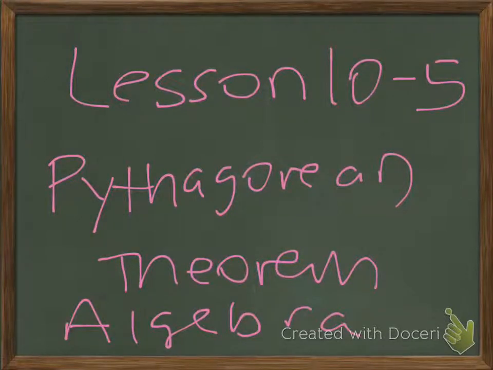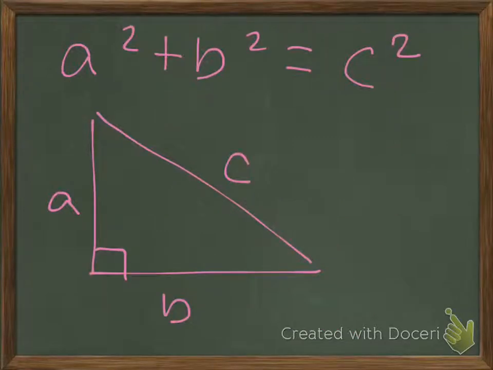Today we're looking at lesson 10.5 on the Pythagorean theorem. This is for algebra. Many of you have probably heard of this before, but we're going to explain it a little bit more. This is a squared plus b squared equals c squared. The Pythagorean theorem is only used for right triangles, and it's used to figure out what different parts of the right triangles are.